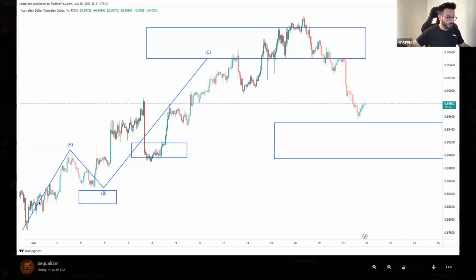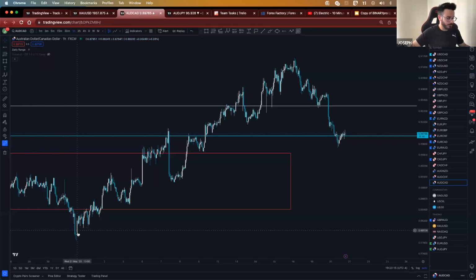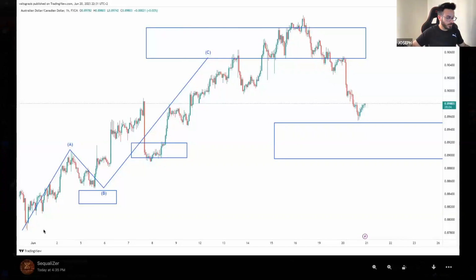So the first move, I see that it came from the bottom of the market, which I have over here, and kept going up, and then we got a correction. Somehow it's not a good correction, but it's very close to my area, so I'm gonna call it a correction, but not a very good one.